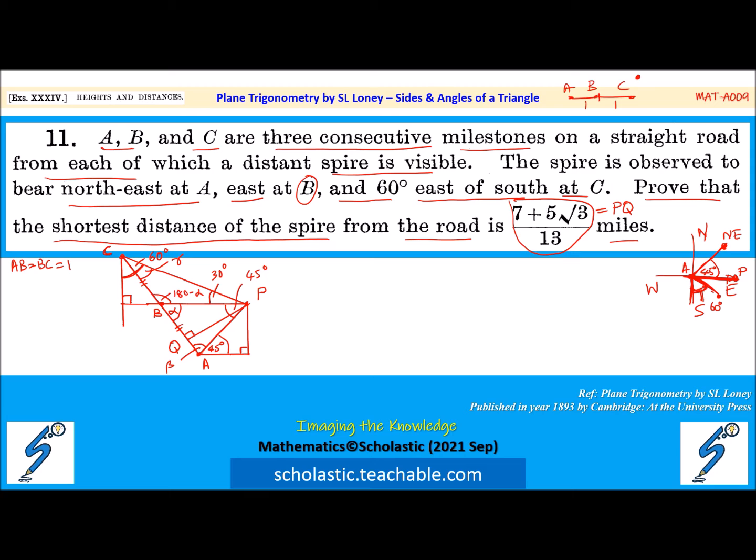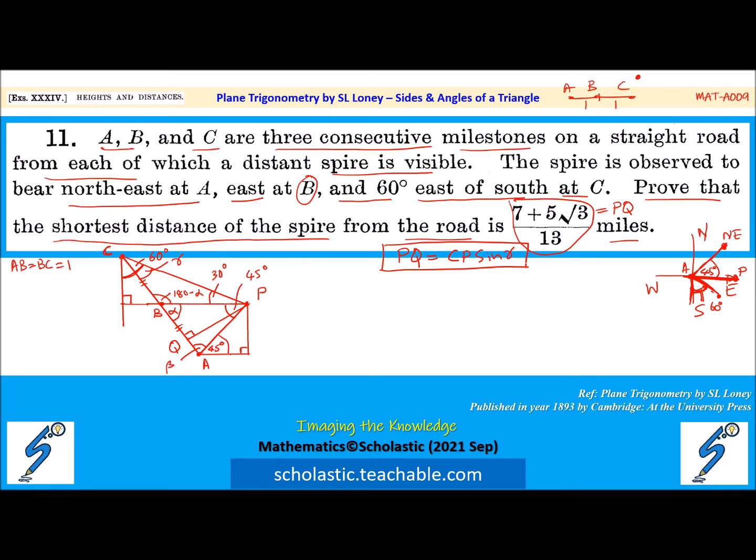So we need to find some things. So yeah, we need to find PQ. What exactly is PQ? PQ can be written as PQ is equal to CP sine gamma. If you find CP, then CP sine gamma is equal to PQ. So we can aim to find gamma, we can aim to find CP, then we can find PQ, which is the one that we need to prove.